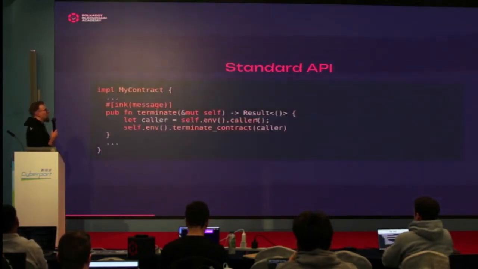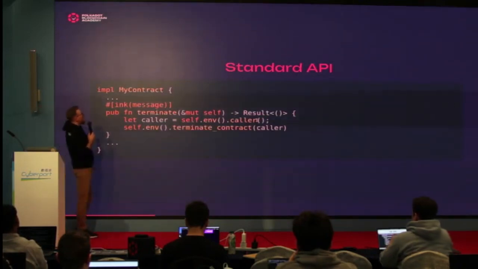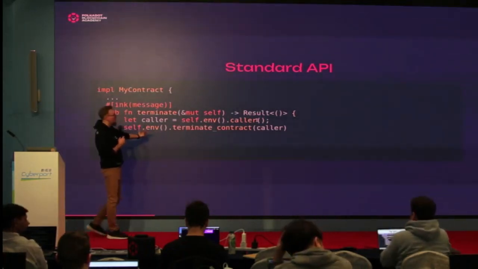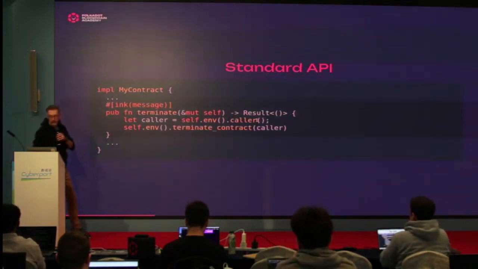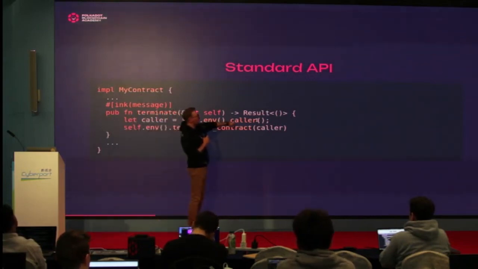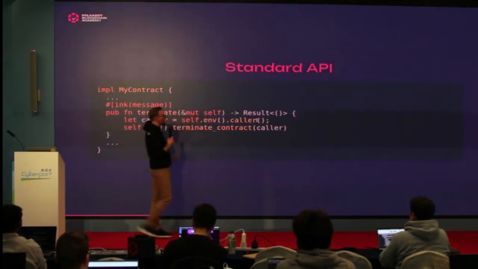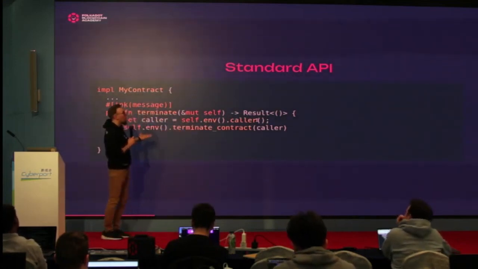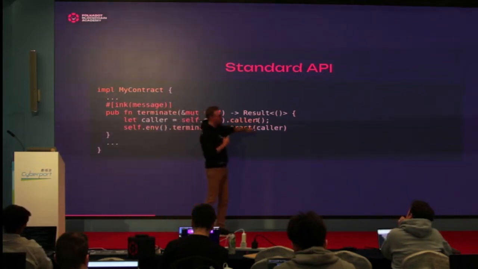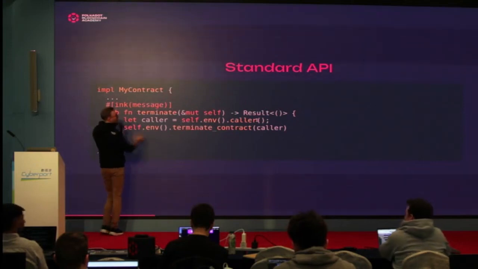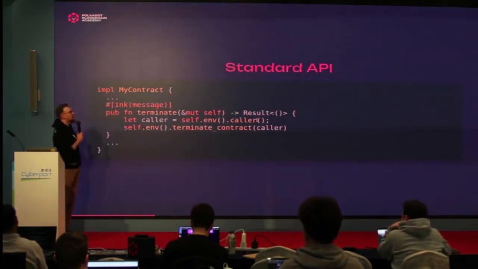And how can we reach it? In your contract, you can just call self.env. It will give you an object that implements the whole API. So for example, we can ask for the account ID that has just called this method, and we can terminate the contract, sending the balance of the contract to the caller. Okay, so just by this env method, we are accessing this standard API.